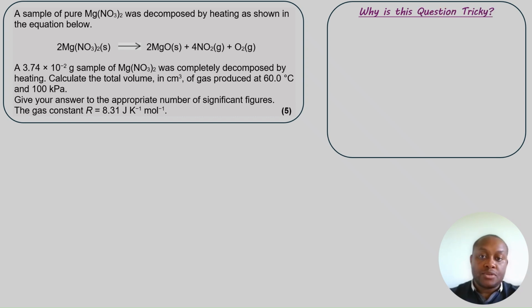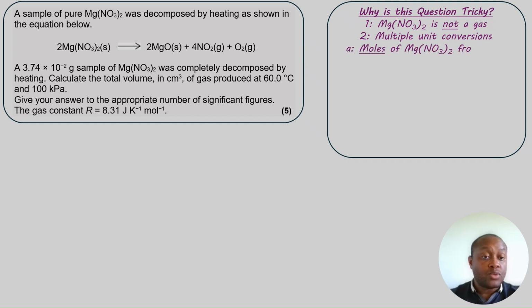Why is this question tricky? First, we've been given volume, pressure, and temperature, which tells us that we need to use the ideal gas equation. But notice that magnesium nitrate is not a gas. This means that we cannot use the number of moles of magnesium nitrate as n in the ideal gas equation. Number two, there are multiple unit conversions that we must complete.